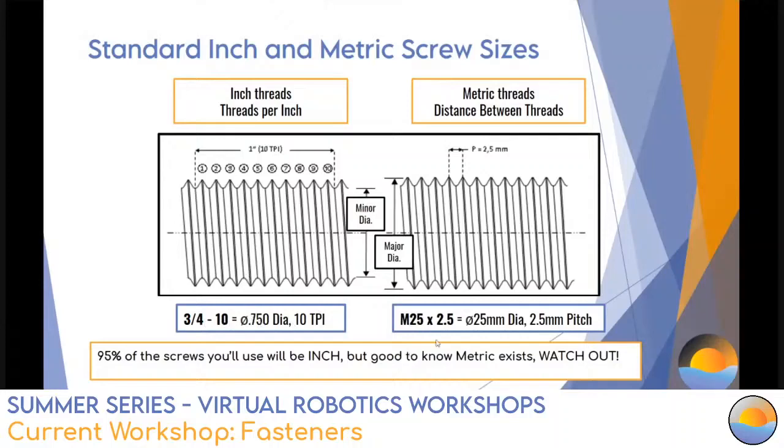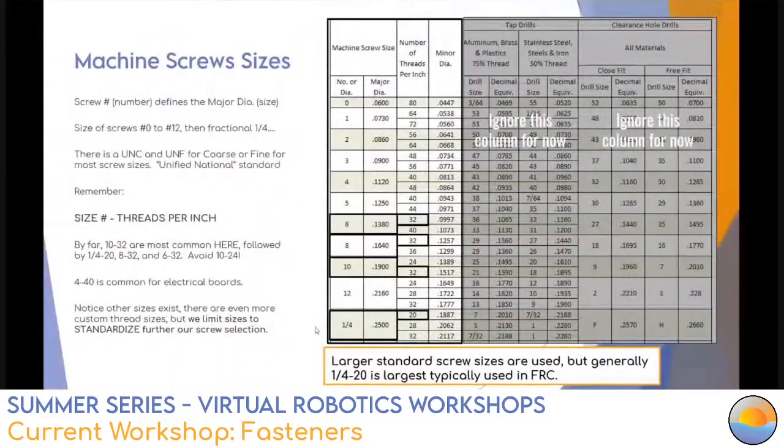So if this was 3/4 of an inch and 10 threads per inch, that's a 3/4-10. On a metric, it'd be an M25 by 2.5. A little bit very different than how you would express it on an inch thread. But don't worry, 95% of the screws you'll ever use here are inch. But good to know that the metrics exist, so watch out for those.